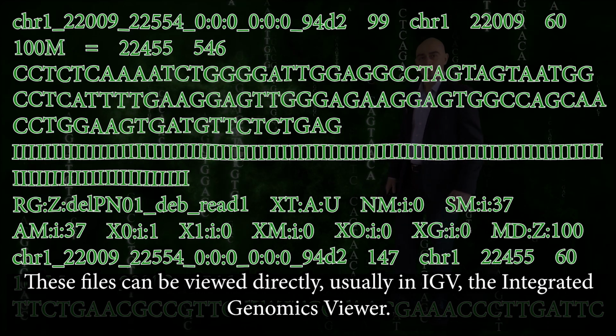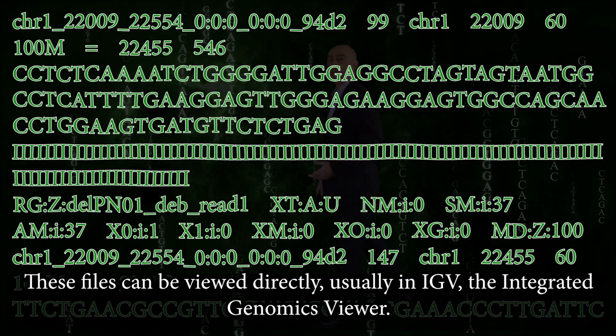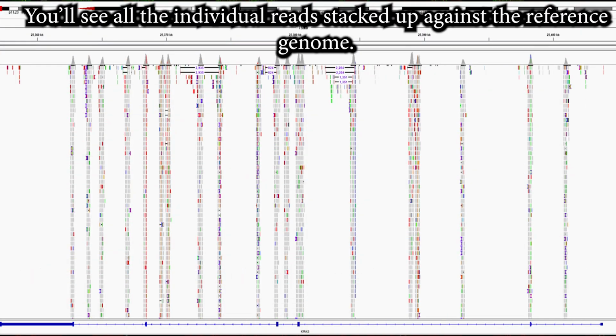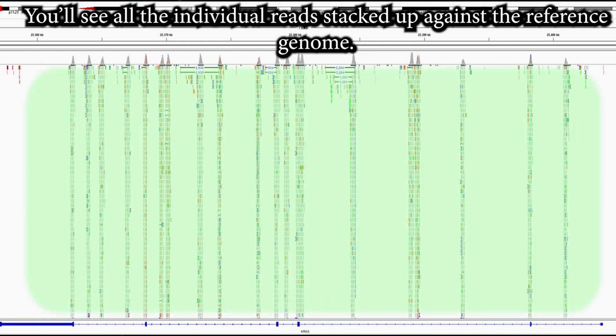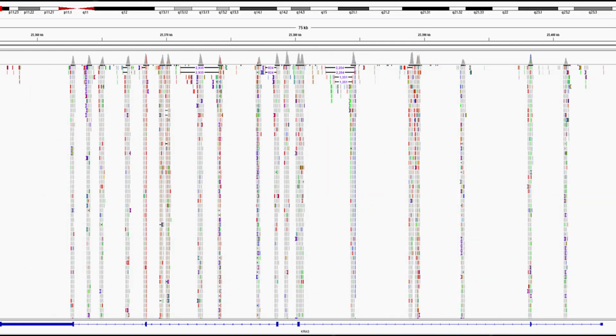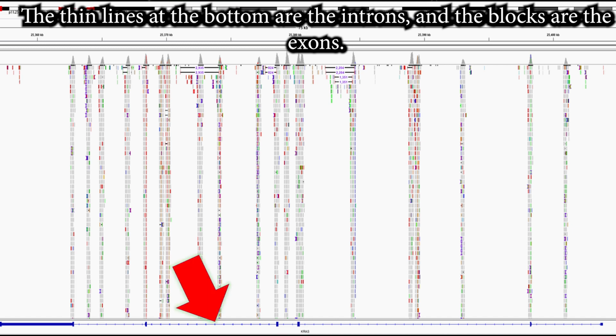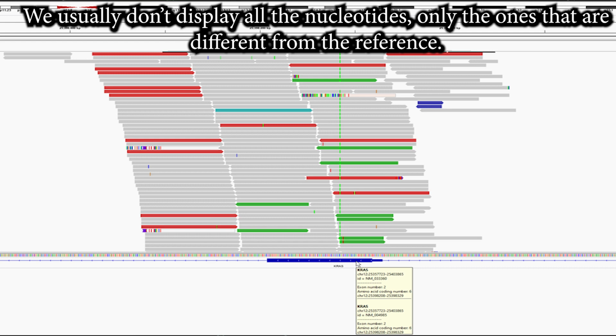These files can be viewed directly, usually in IGV, the Integrative Genomics Viewer. You'll see all of the individual reads stacked up against the reference genome. The thin lines at the bottom are the introns, and the blocks are the exons. We usually don't display all of the nucleotides, only the ones that are different from the reference.